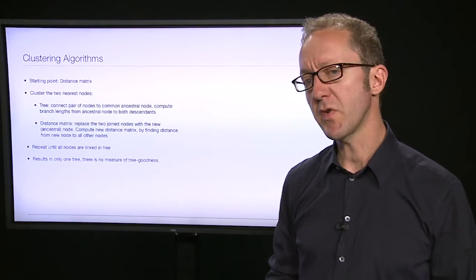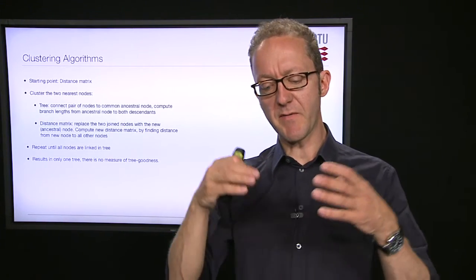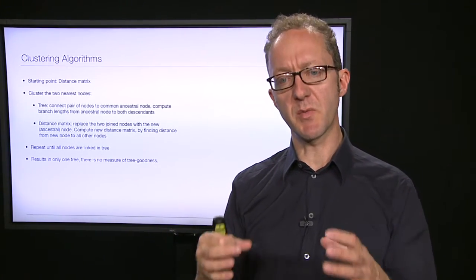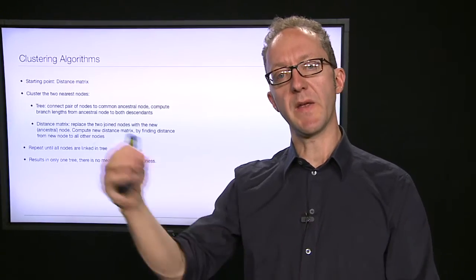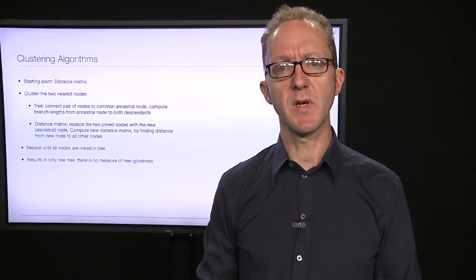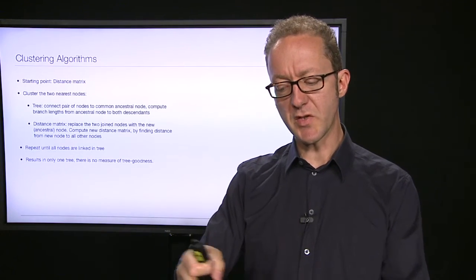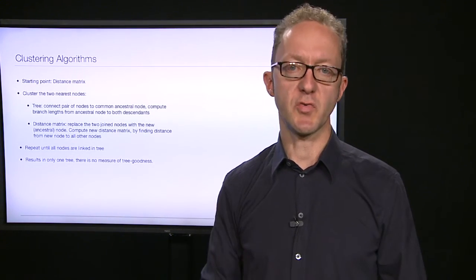The main idea in clustering algorithms is that instead of having an actual optimality criterion, instead of being able to, for any given tree, compute how good is this tree, and then use some method to find the best tree, the idea is that instead you have an iterative procedure where you gradually, step by step, build your tree.